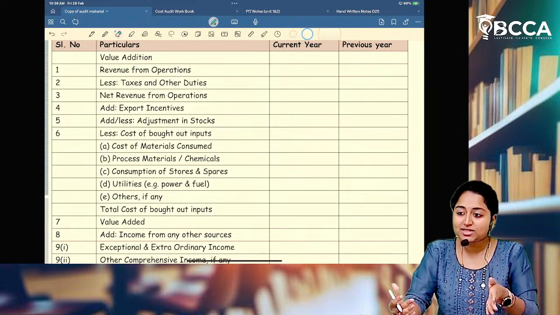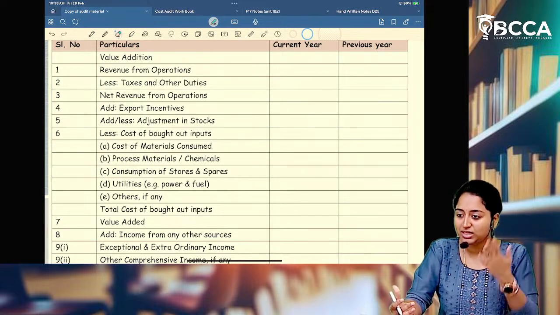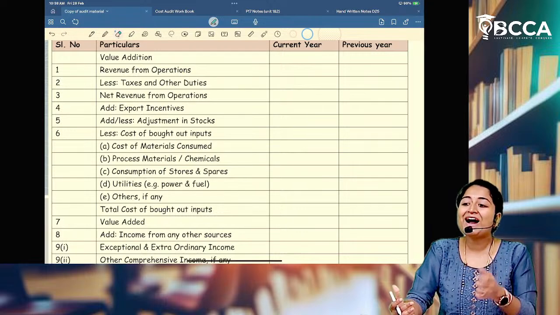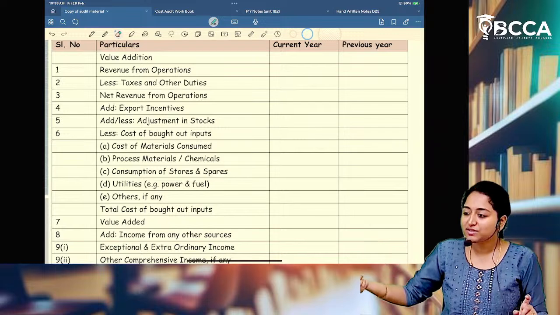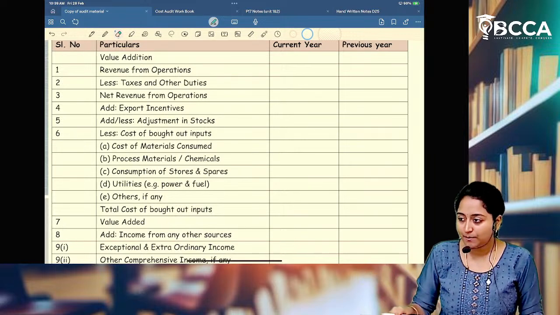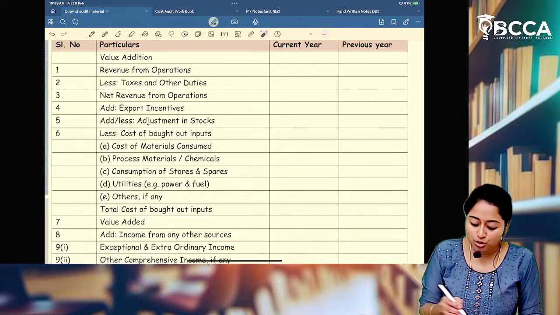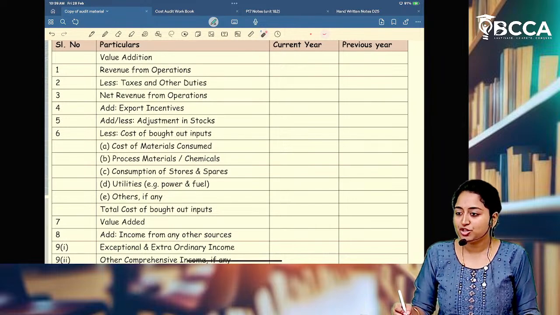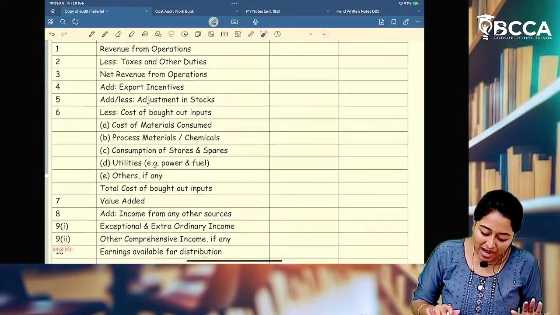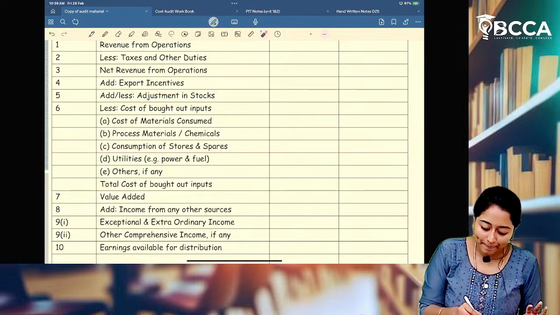So your records are with the government, which means the government is trusting you and giving you the incentive. That will be an added advantage for the public, the shareholders or the investors to rely on your company. So this is also a value addition to the company. So we'll add these export incentives to the net revenue from operations. Clear?